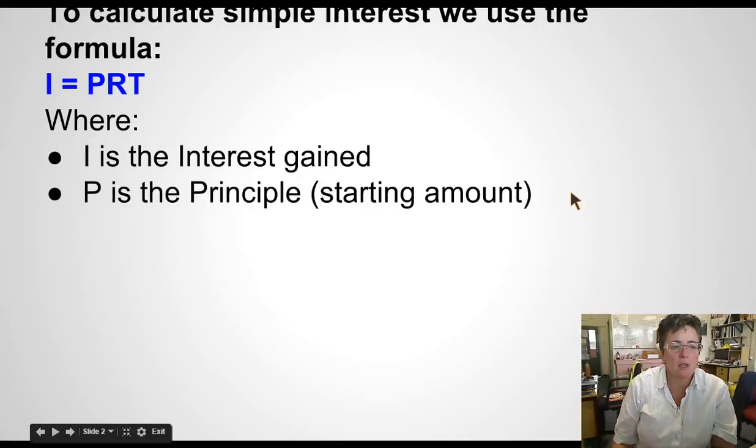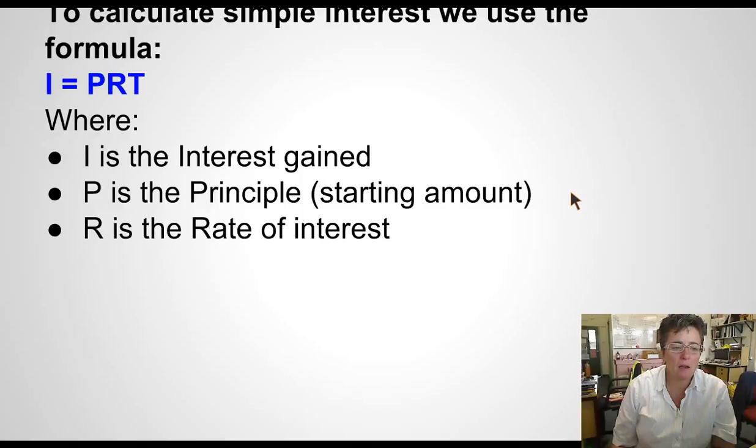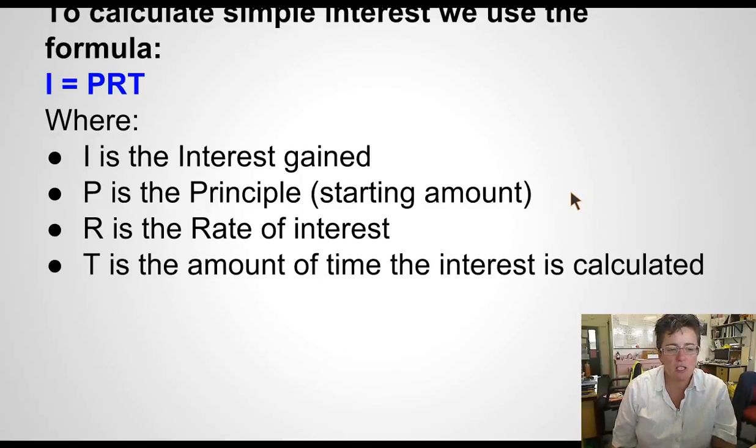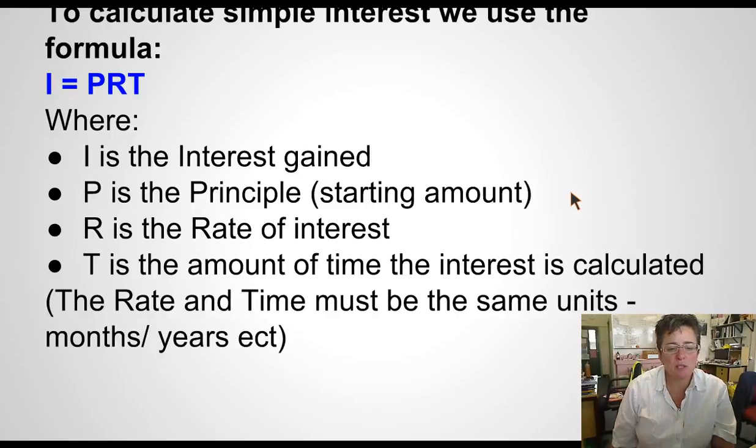period of time, P is the principal, so the starting amount of money that you've got, R is the rate of interest that you'll be paid, it's usually a percentage, and T is the amount of time the interest is calculated. The rate and time must be in the same units, so if it's percentage per annum, then it has to be time in years. If it's percent per month, then the time needs to be in months.